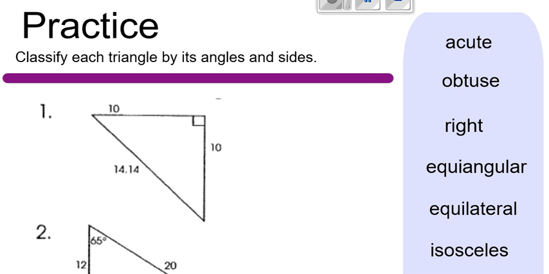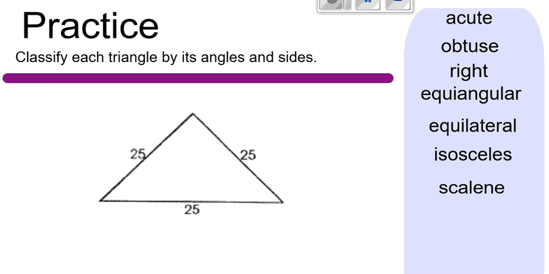All right, let's verify each triangle. I'm going to call this isosceles because I have 2 congruent sides, 10 and 10. In fact, I'm going to call it an isosceles right triangle because it has that right angle there. I'm going to call that an equilateral because all sides are congruent.